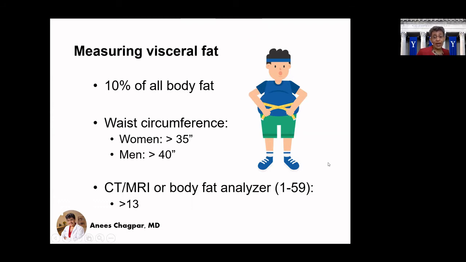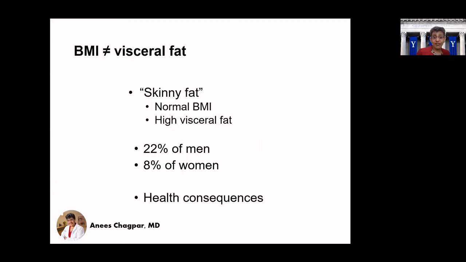Now, the other way that we can measure body fat, as I showed you before, was with CT and MRI or a body fat analyzer. These oftentimes will give you a body fat measurement between 1 and 59. And if this is more than 13, again, you have an abnormally high amount of visceral fat. Now, remember, your body mass index is not the same as visceral fat.